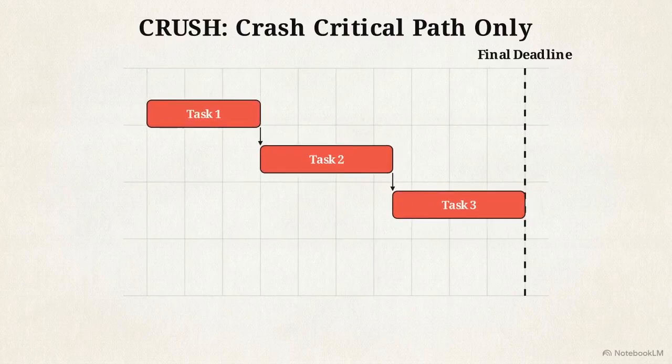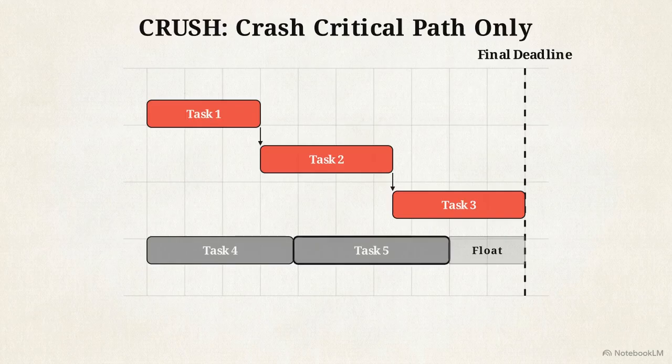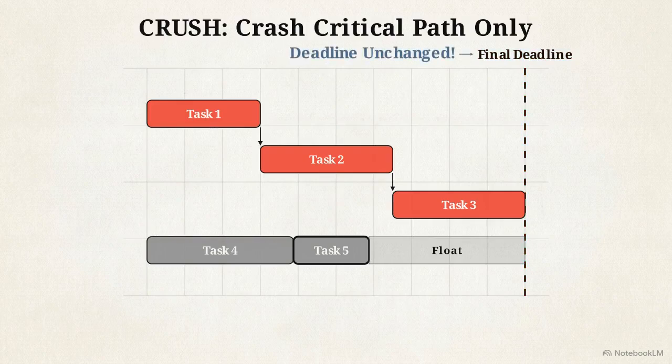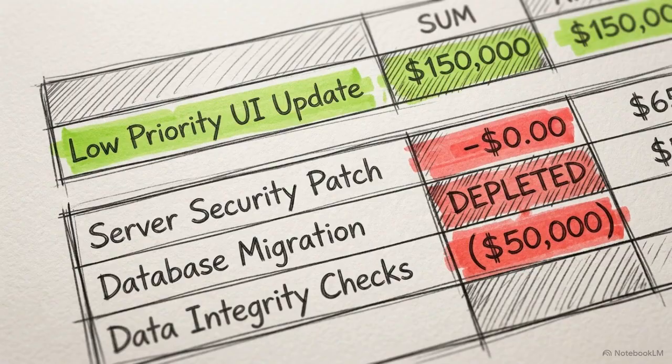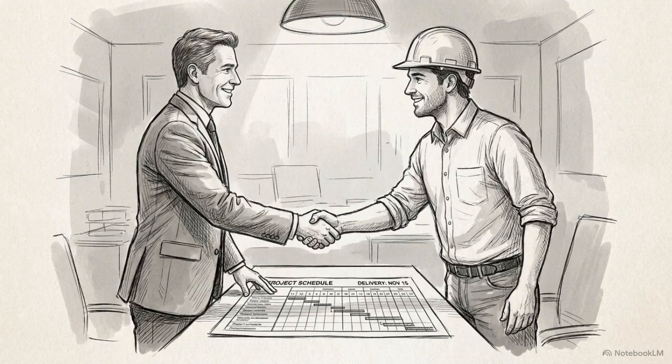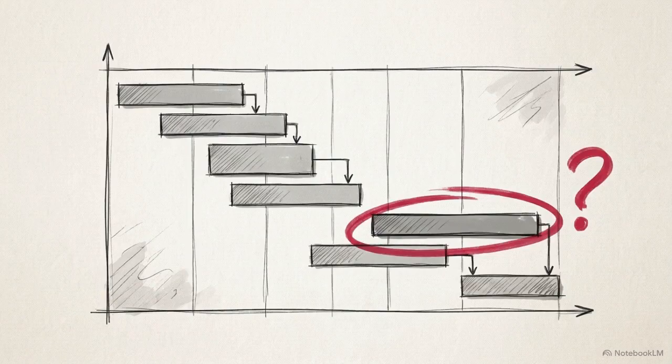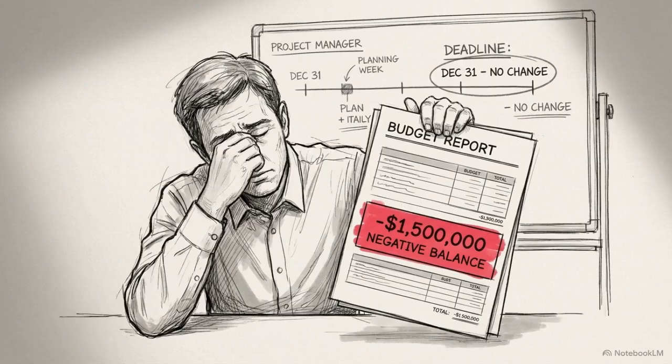Apply compression exclusively to sequential tasks that directly dictate your delivery date. Managers mistakenly compress non-critical tasks with float. The task finishes earlier, but the final deadline doesn't move because it wasn't a bottleneck. Directing extra budget or effort toward these floating tasks is purely performative. It satisfies stakeholders without actually accelerating the delivery. If a task is not on the critical path, crashing it burns capital and morale for zero schedule gain.